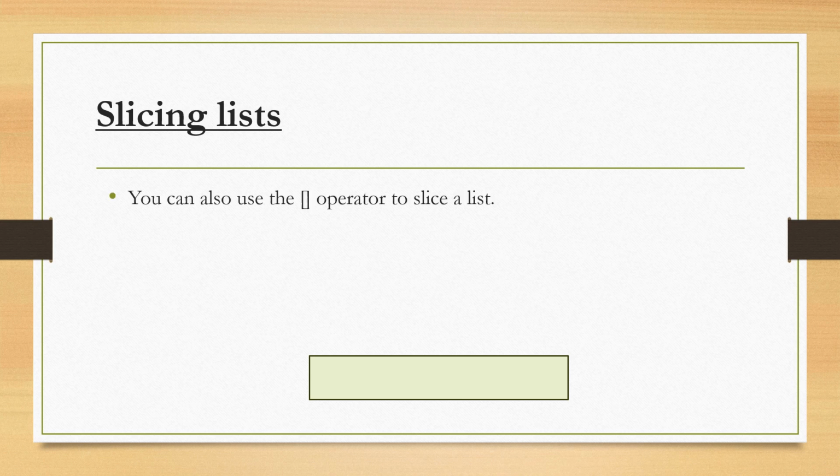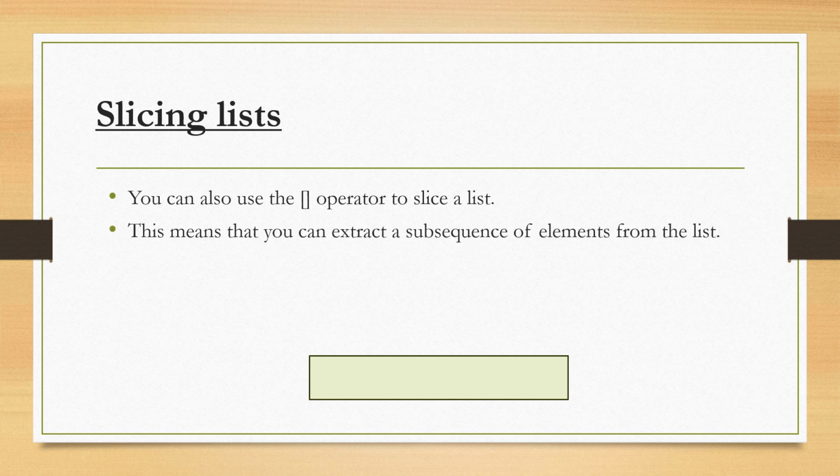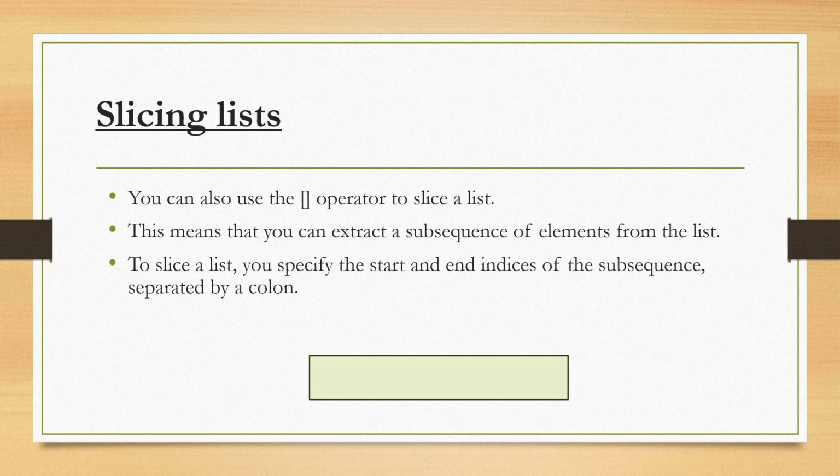So now, slicing a list. What is slicing a list? You can also use the square bracket operator to slice a list. Slicing means that you can extract a subsequence of elements from a list. When you have a bigger list and you just want some 4 to 5 elements from it, consider that your list has 10 elements and you just need 4 to 5 elements from that list. Now you can slice the list using the following syntax. To slice a list, you specify the start and end indices of the subsequence separated by a colon.